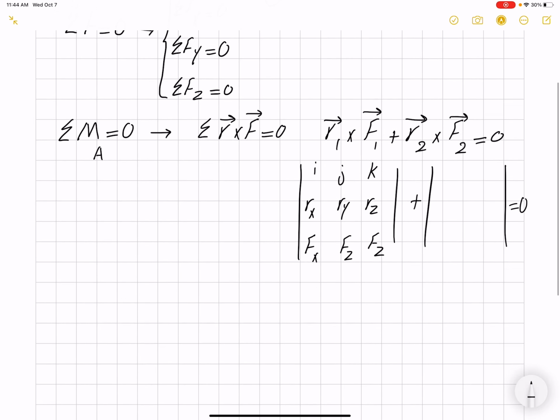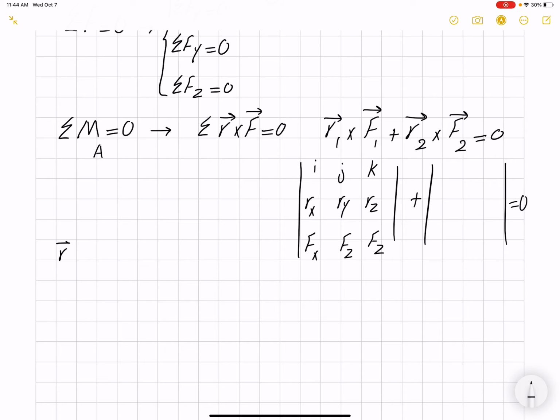But if we have, let's say, our r is 2i and our F is 4j, if I want to find a moment, I do not need to write the whole cross product. I can simply have a cross product between the two. r cross F would be 2i cross 4j. So 2 times 4 would be 8. i cross j would be k.